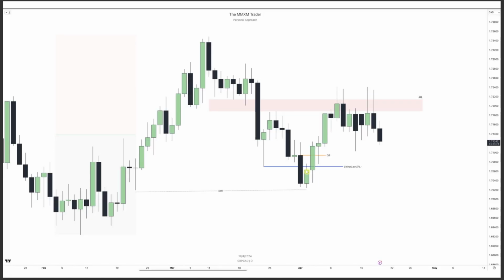Now, after this SMT happened and the external range liquidity, we have an order block formed, which is a change in the state of delivery. You can see price dips back into it after it closed above it and then continues up into that internal range liquidity pool, which is the weekly fair value gap.